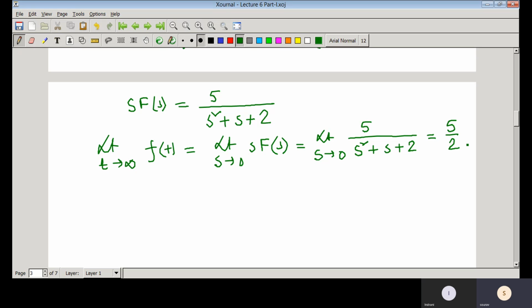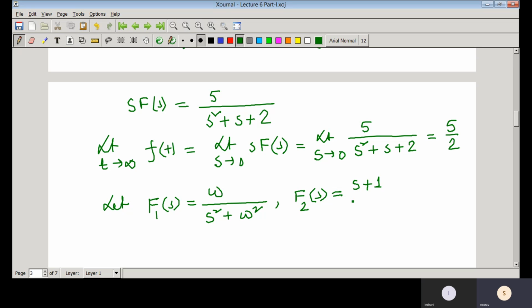So let us take another example. Suppose F(s) is given as F1(s) equal to omega by s square plus omega square, or F(s) you have another function, F2(s), which is equal to (s plus 1) divided by s into (s minus 2).